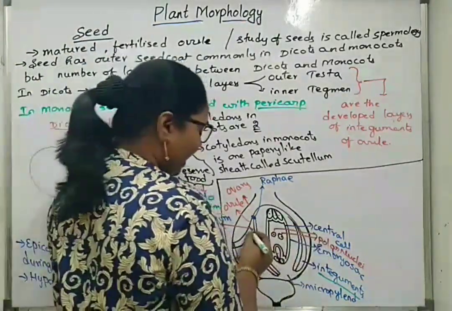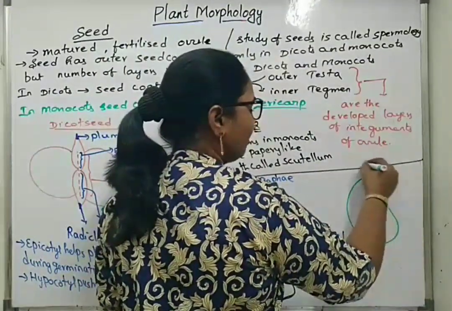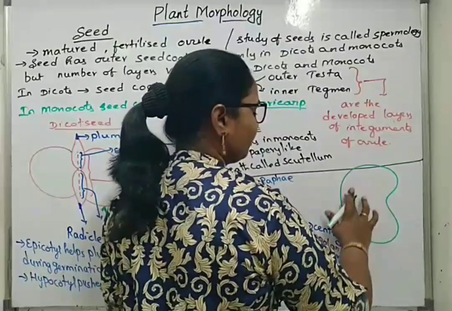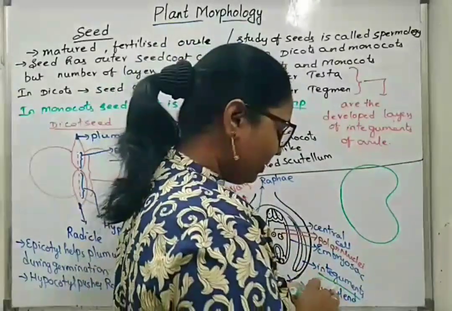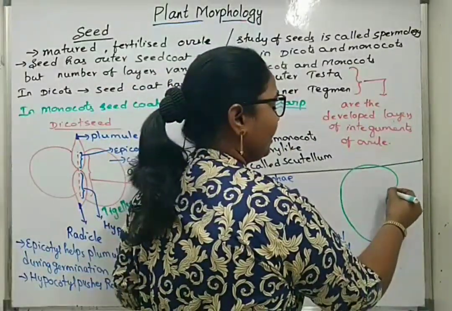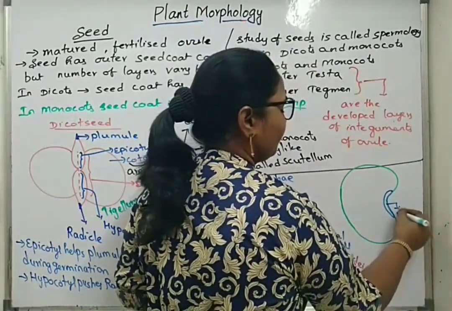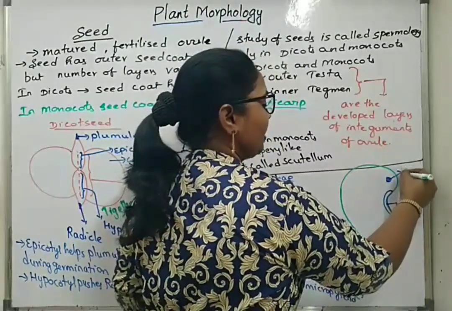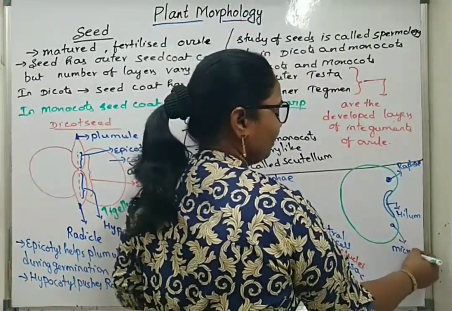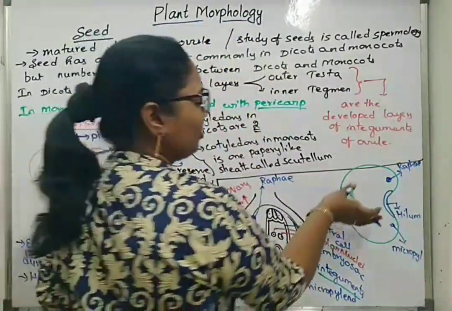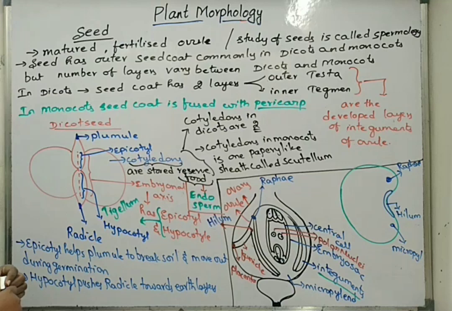So these structures, hilum, funicle, micropyle, what happens to them when they are converted into a seed-like structure? In some seeds, we see some whitish color-like structure here. That is called hilum. And raphe's position is here. Here will be micropyle. So the outermost will be the seed coat, innermost will be the cotyledons, which are reserve food material in case of seeds.